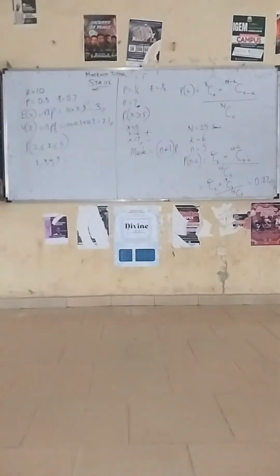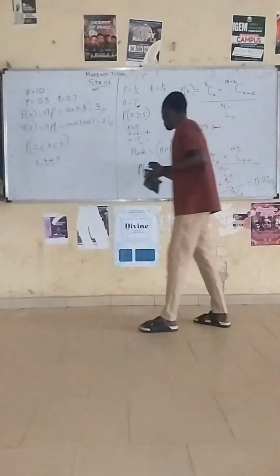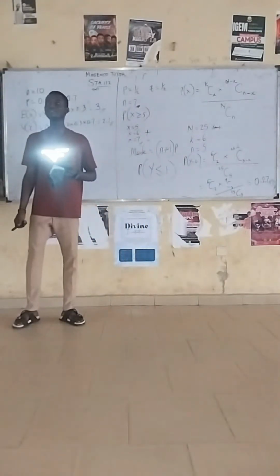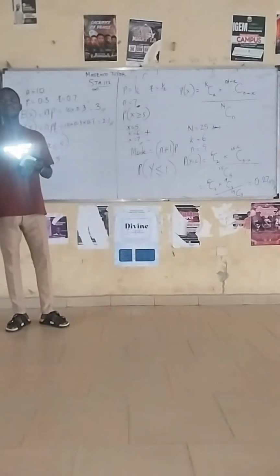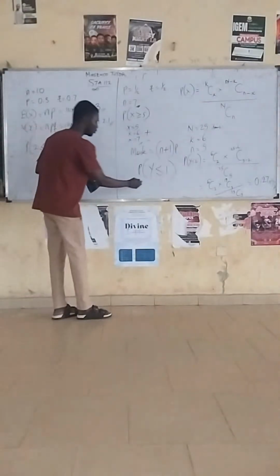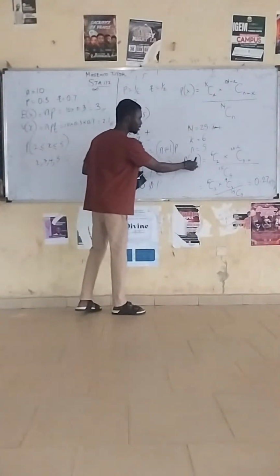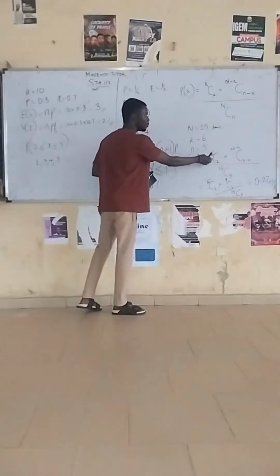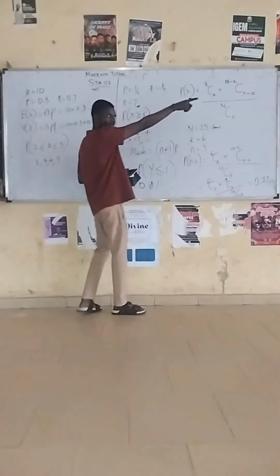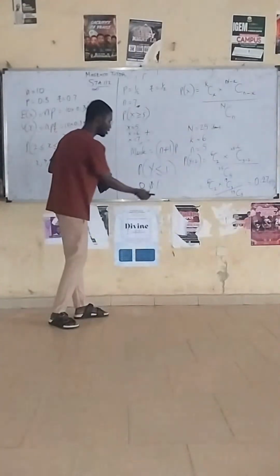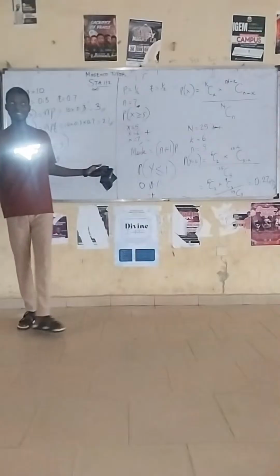So P of y equals 2. The second part says P of y less than or equal to 1. What does less than or equal to 1 mean? We do it for 0 and 1. So when your y is 1, put it into the formula. Then when your y is 0, put it into the formula also. Then you add them together. That's what this statement means.